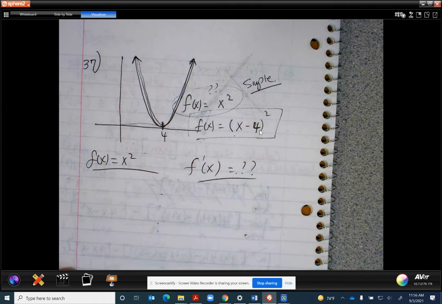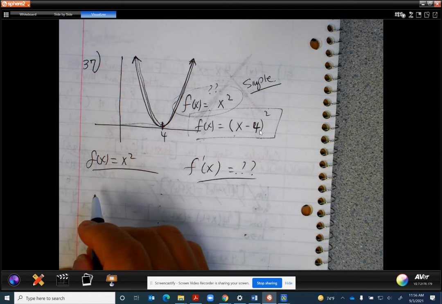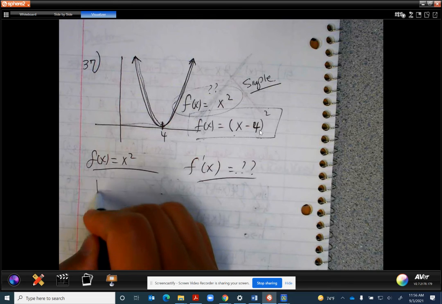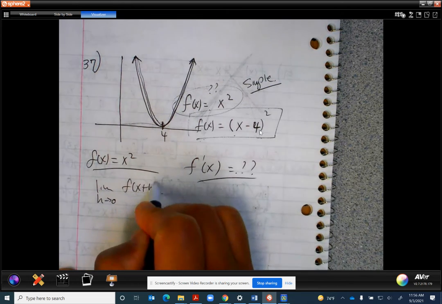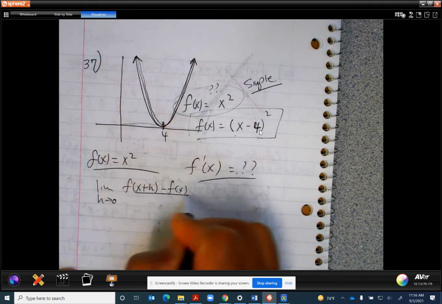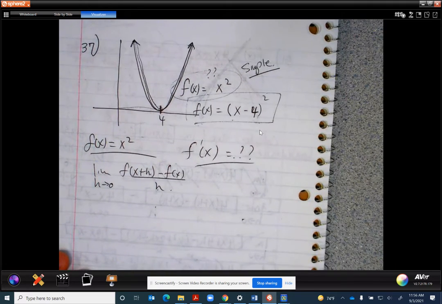Oh, come on, it's easy. How do you find f prime of x? Yeah, it's the same formula. Limit as h goes to 0 of f of x plus h minus f of x, all over h. That's your formula.